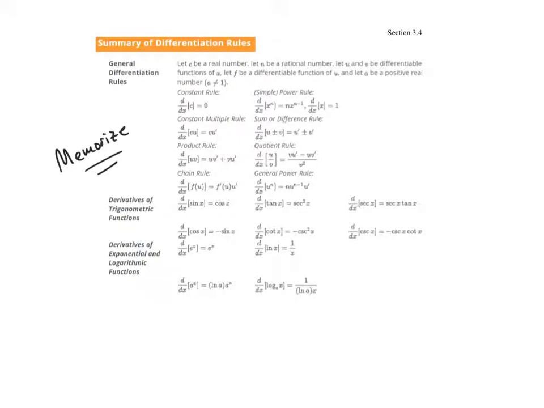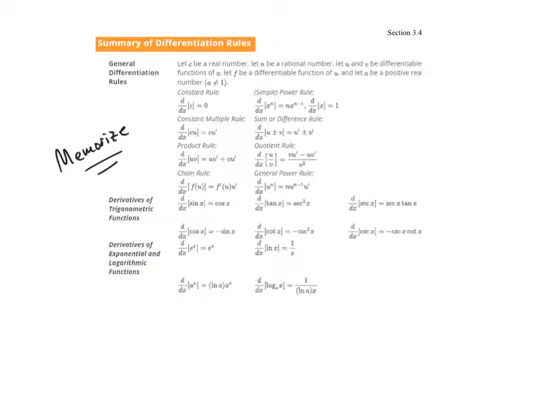All of the rules. The derivative of a constant is 0. The power rule, the derivative of x to the n is nx to the n minus 1. The constant multiple rule, keep the constant out in front. Sum and difference rule, separate and find the derivative of the first part, second part, and then add or subtract them. Product rule, 1d2 plus 2d1.